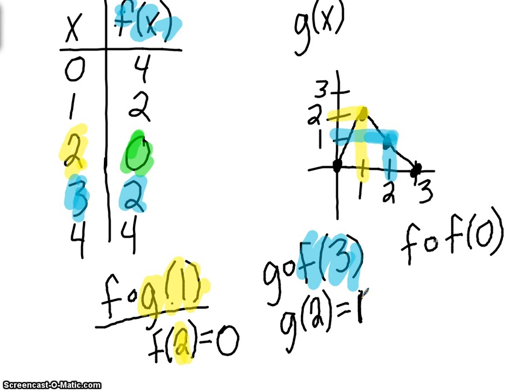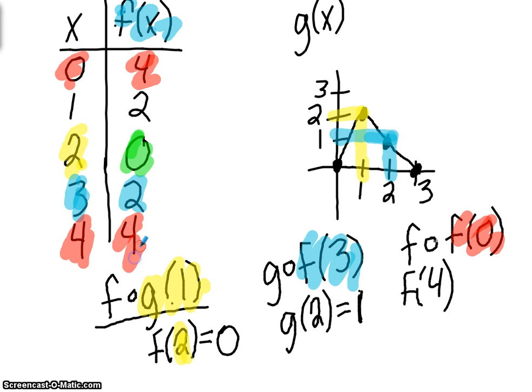Now our final value is f composed of f of 0. This one's a little bit different, but it's handled identically to what we've already done. We're going to start off by finding f of 0. When x is 0, my y value is 4. So really, I'm going to be finding f of 4. At this point, I can look back over here at my f table. When x is 4, my y value is also 4. And so my final answer, f composed of f of 0, is 4.